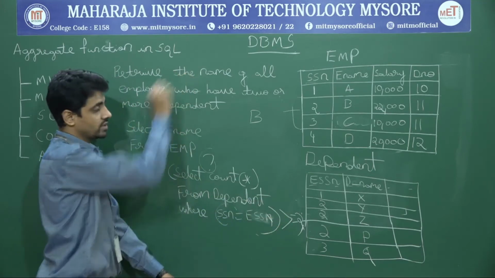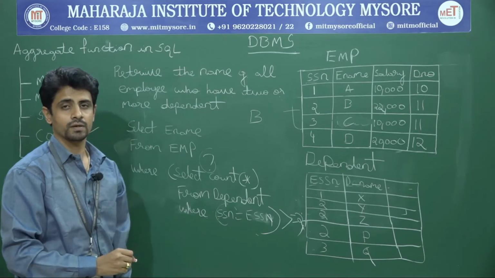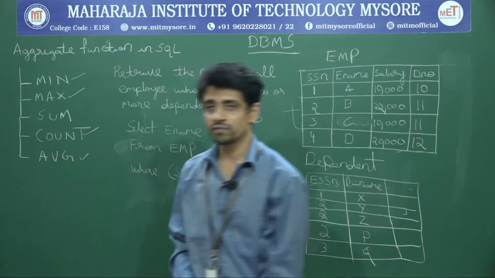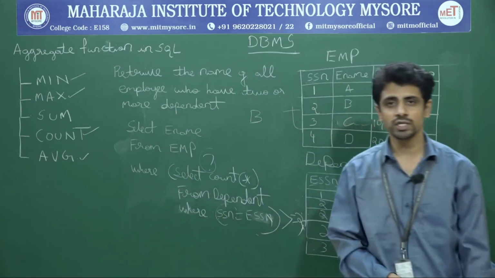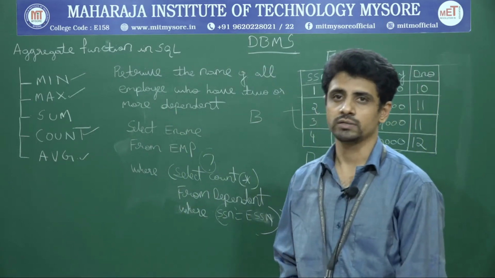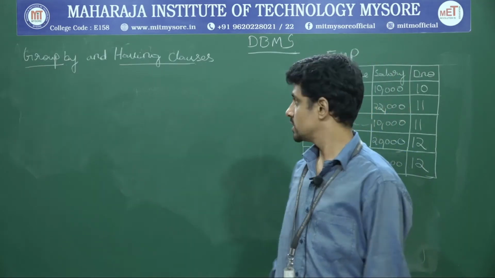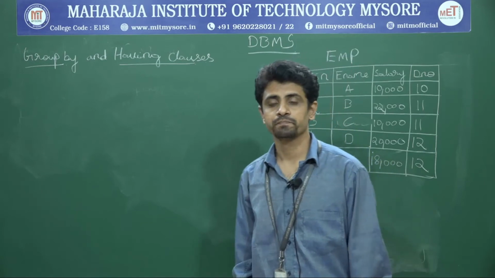If it is so, then select the name. Okay, so I have used correlation to give an example of how the aggregate functions can be used in nested queries or correlated queries also. Okay. So next we have the group by and having clause.